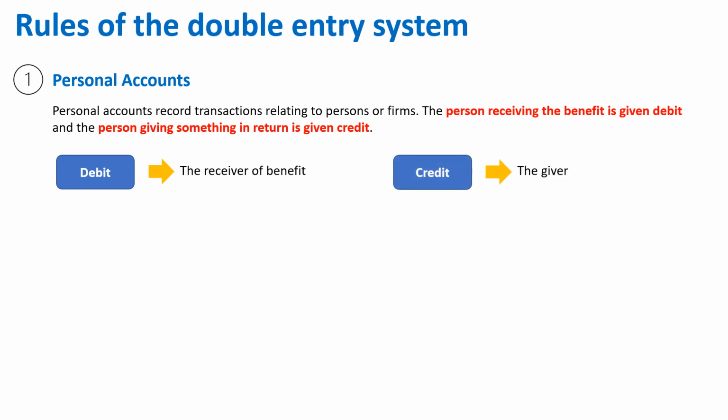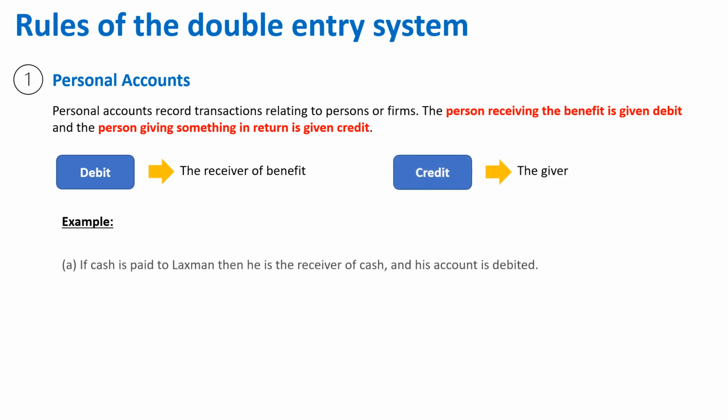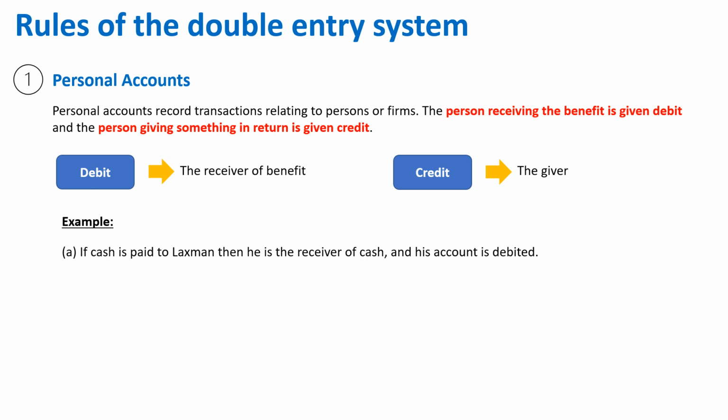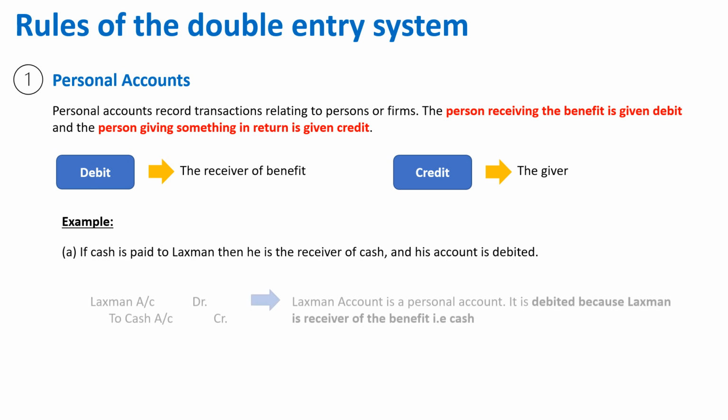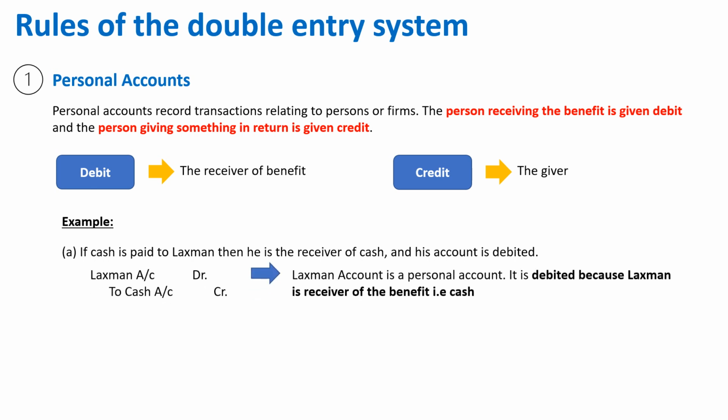Let's quickly check one example. If cash is paid to Lakshman, then he is the receiver of cash and his account is debited. So if I am making a payment to Lakshman, Lakshman account is debited to cash account. Here Lakshman is a personal account and it is debited because Lakshman is the receiver of the benefit, that is cash.